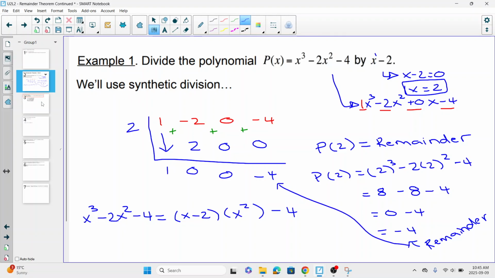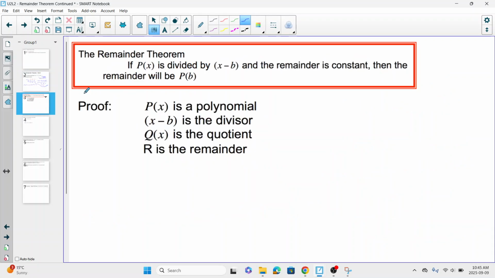Okay, so let's look at this in general terms, not that specific example. So the remainder theorem states that if p of x, some polynomial function of x, is divided by x minus b, so we have a factor here. So remember, if we have x minus b, then we're dealing with positive b, x equals b, and the remainder is constant, okay?